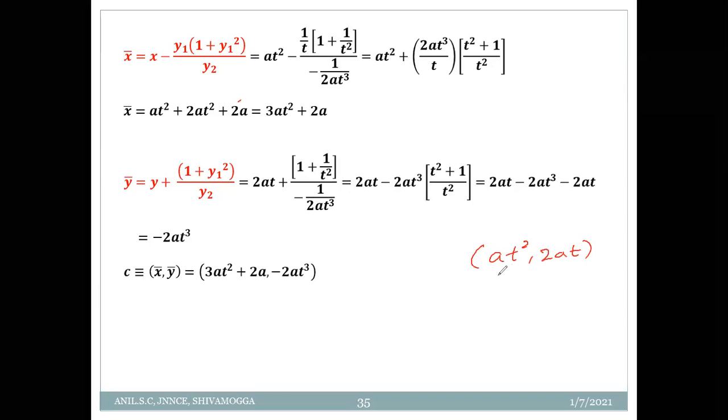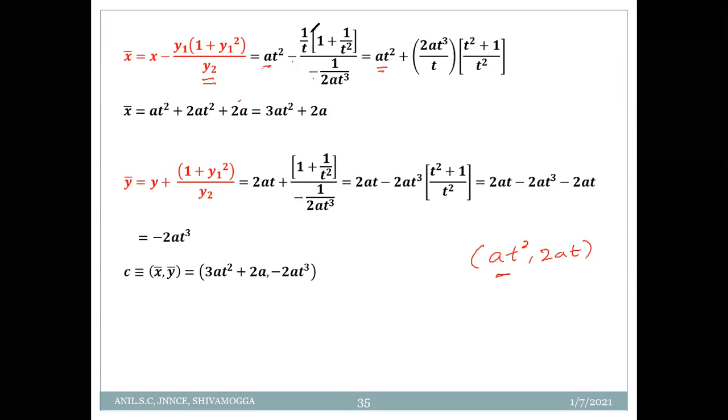x is at square, it is substituted here. Minus y1. We just found that y1 is equal to 1 by t, into 1 plus y1 square. y1 is 1 by t, therefore y1 square is 1 by t square, divided by y2. And what is y2? Minus 1 over 2at cube. We just obtained this result. This is equal to at square. Now minus into minus is plus.